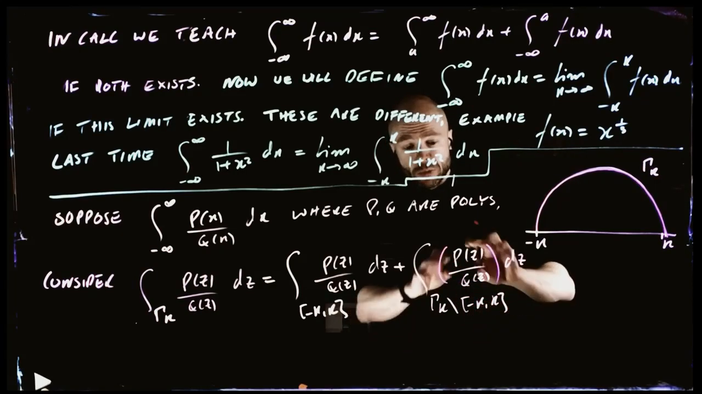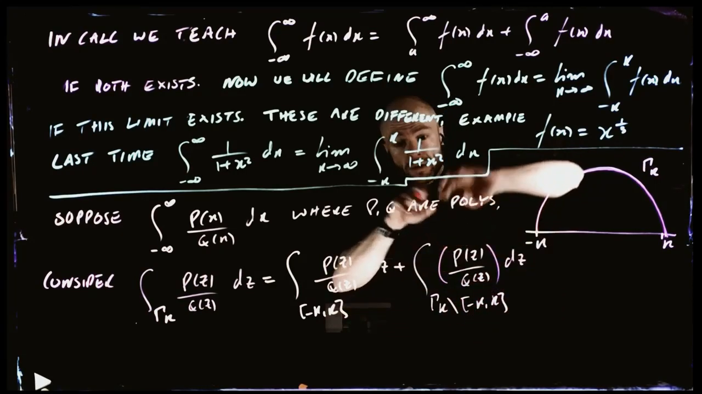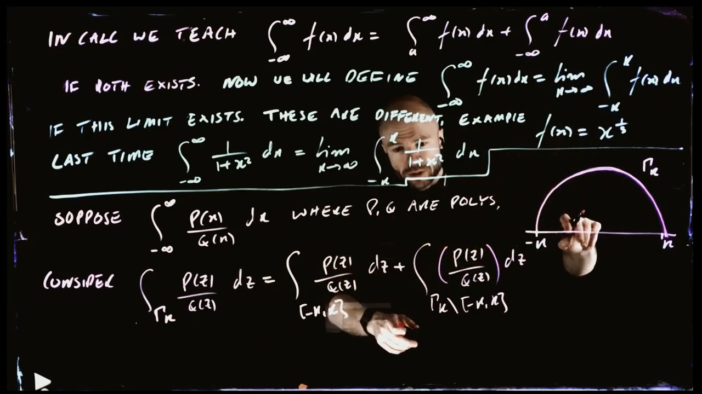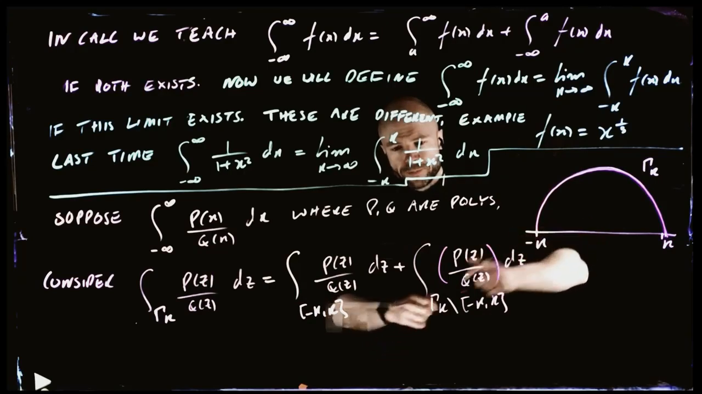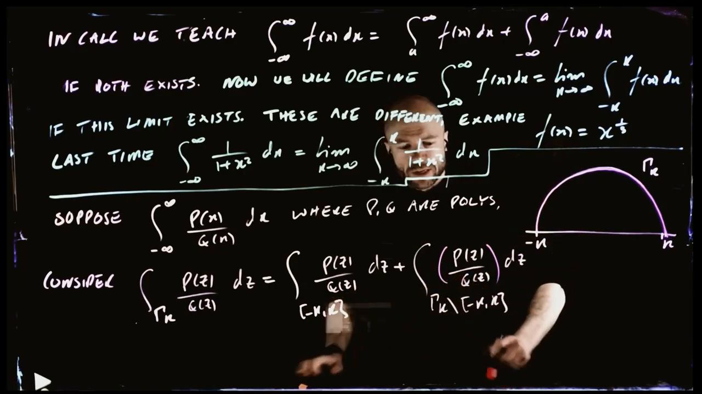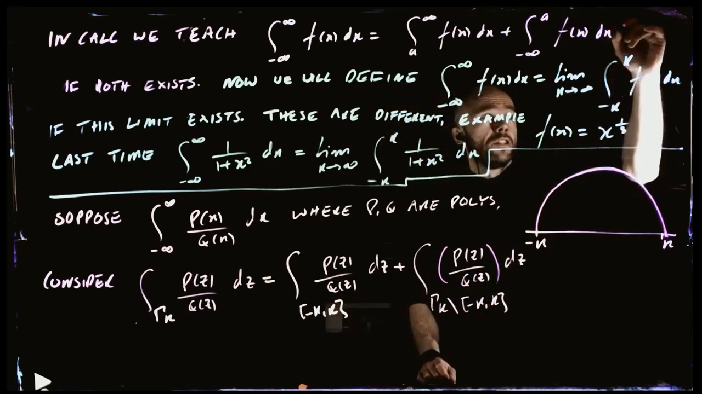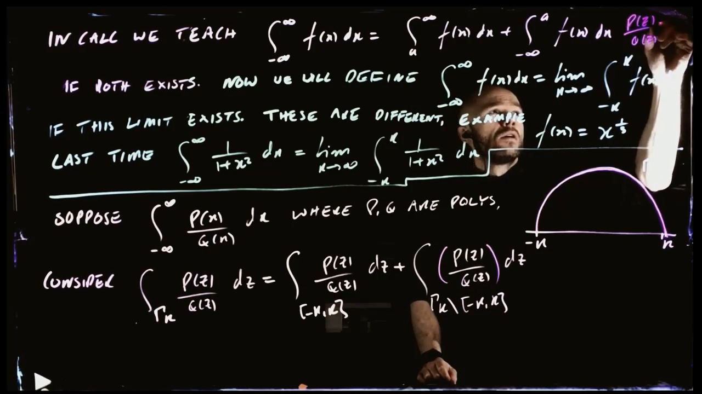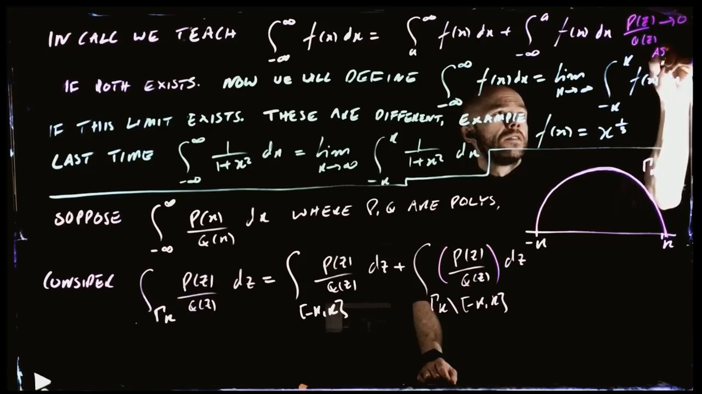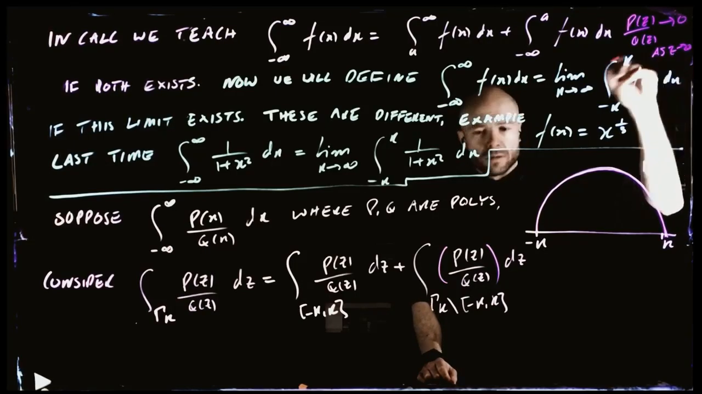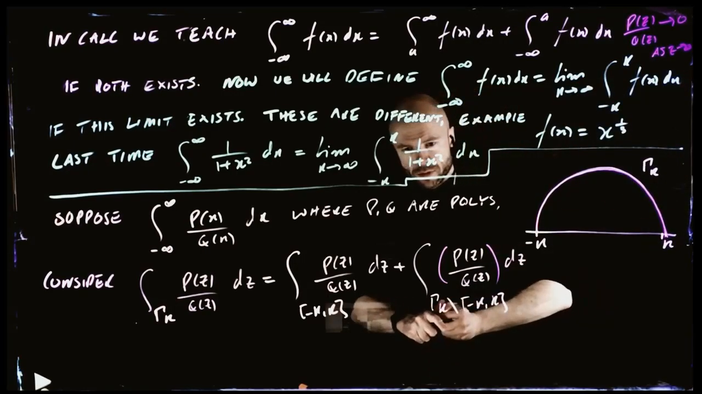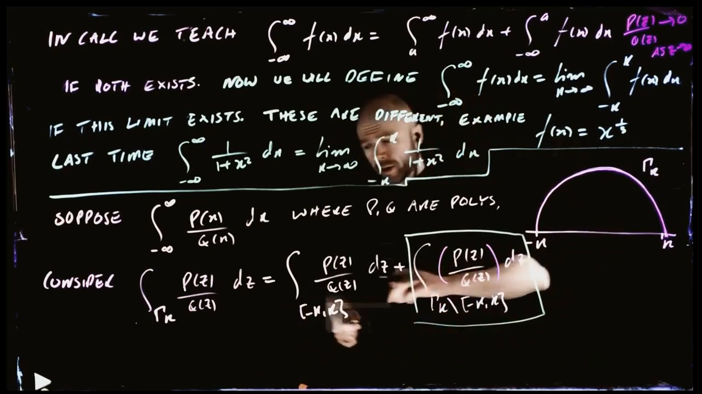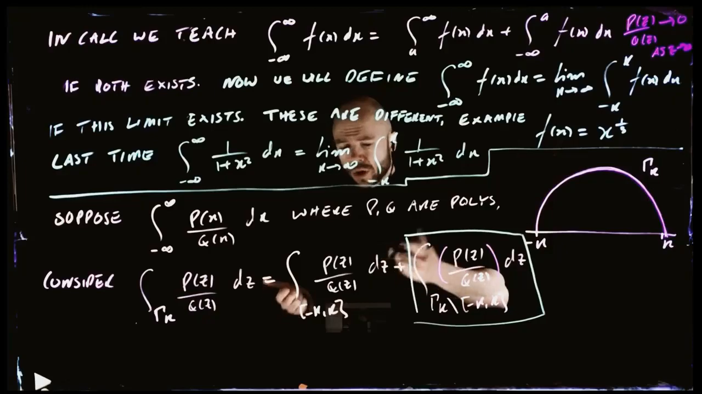And indeed, we want this function to get smaller as z goes further and further outwards, as the radius of the semicircle increases. But is that enough that it gets smaller? Are you saying that we just need p of z over q of z to go to 0 as z goes to infinity? Will that be good enough? If it goes to 0, what rate would you like?